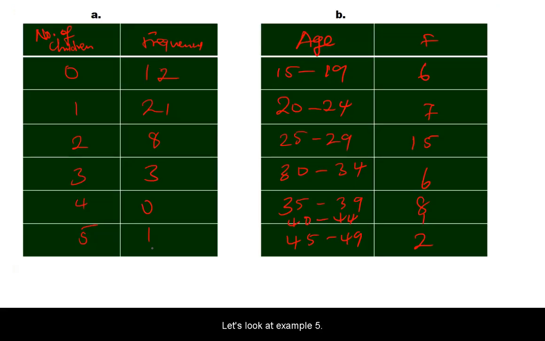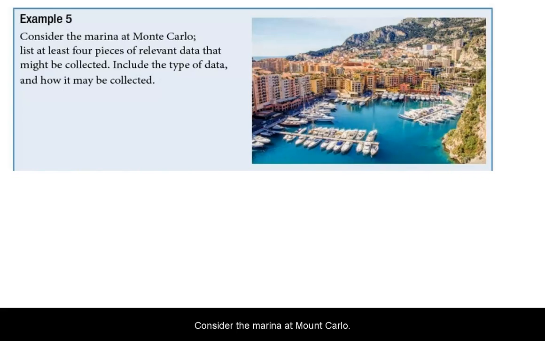Let's look at example 5. Consider the marina at Mount Carlo. List at least 4 pieces of relevant data that might be collected. Include the type of data and how it may be collected. If we look at that image carefully, we can see many examples that could be collected for this situation. We can include even the number of boats in the marina at any time, which is quantitative or discrete.